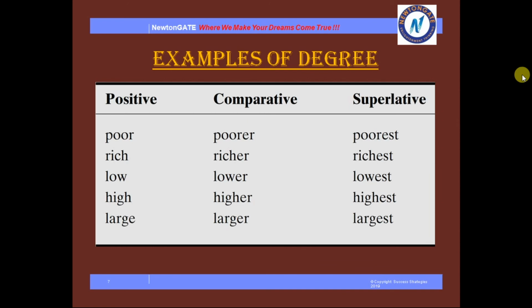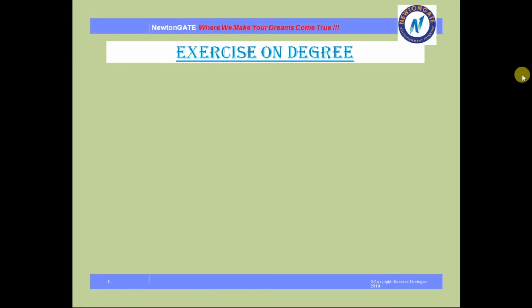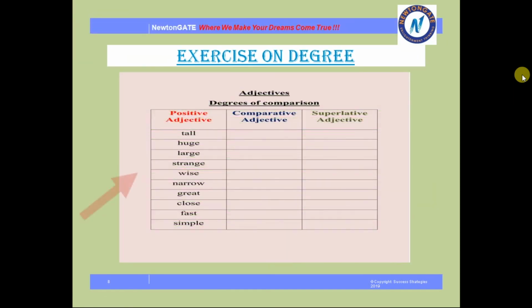Like rich, richer, plus ER, richest, plus EST. In superlative, you can't write plus ER. In superlative degree, you have to use plus EST. Richest. Am I clear, dear? I think you understood. Now, in the next portion, there is an exercise on degree.